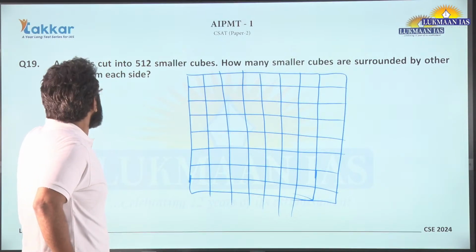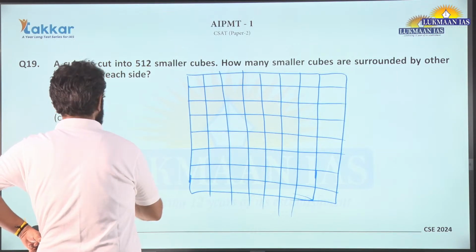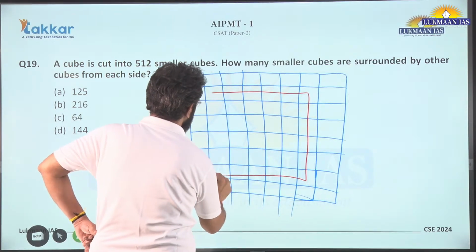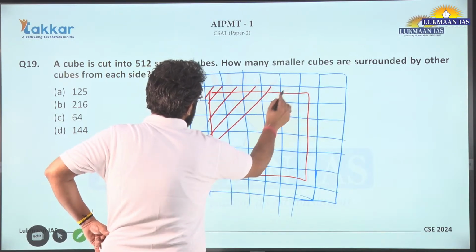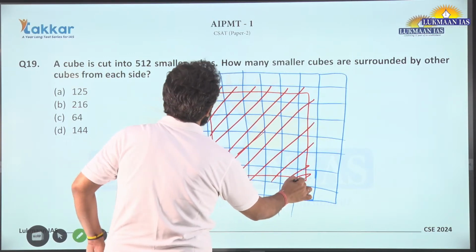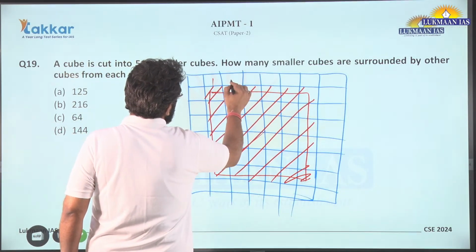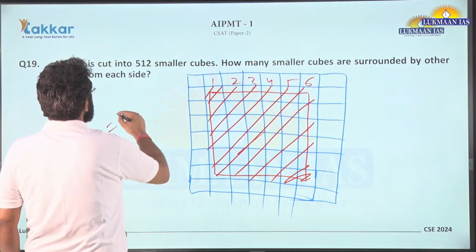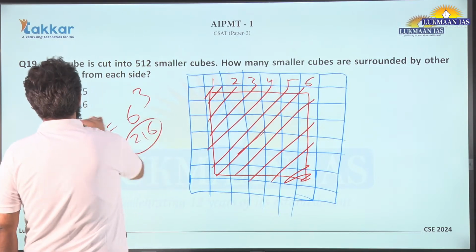How many smaller cubes are surrounded by other cubes from each side? So the smaller cubes would be these ones. Now just count the number of smaller cubes on each side: 1, 2, 3, 4, 5, 6. So total number of smaller cubes would be 6 cubed, equal to 216. Option B is the right answer.